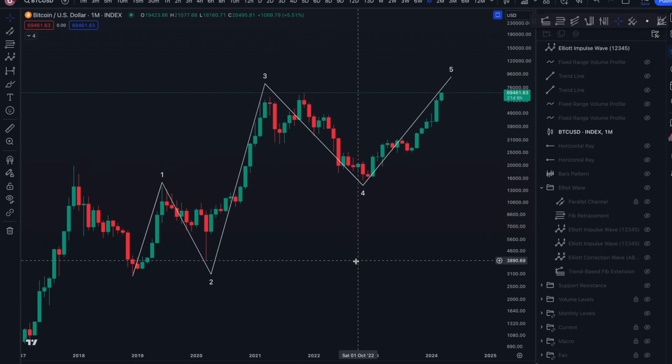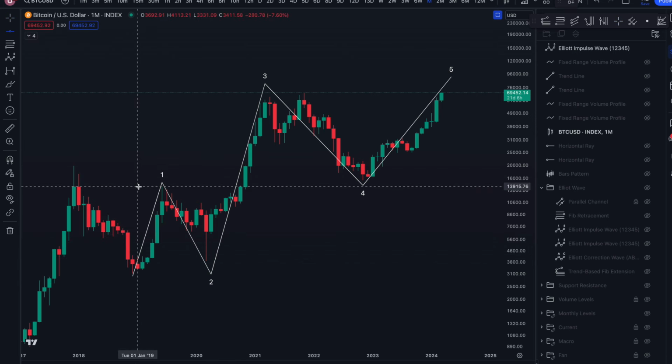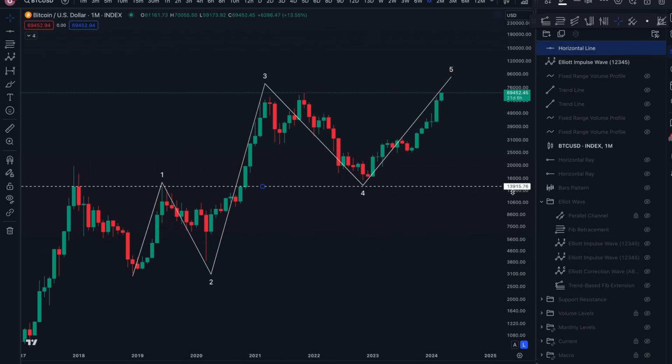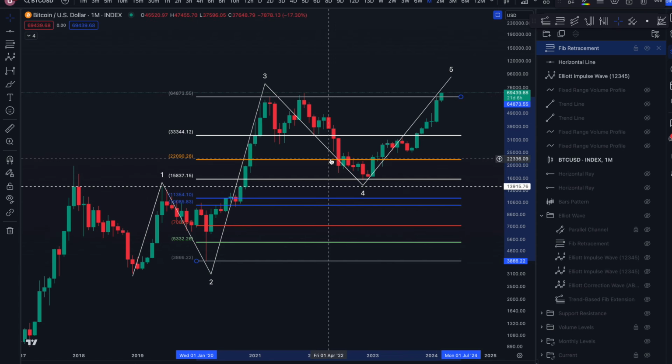Now we want to measure the depth of wave 4 and how much it corrected. There are a couple of things to note for a valid wave 4. Number one, it can't get back into wave 1 territory. If we look at that 14,000, it shouldn't really come back into this zone, and in hindsight we can say it didn't. The retracement of wave 4 is generally about the 236 to the 382, which would be around $22,000 up until $33,000. In this wave 4, it did come a bit deeper than expected, partly due to everything happening back then with the FTX situation, which in my opinion probably pushed it down a bit further than it should have.